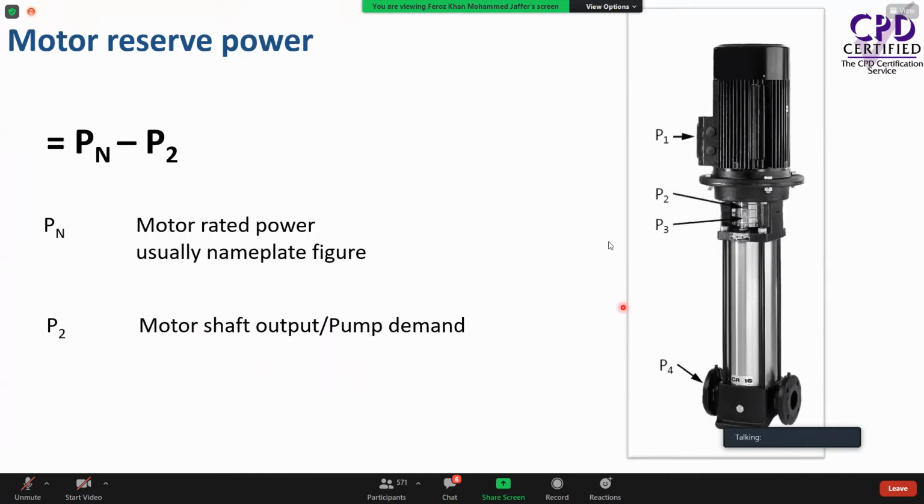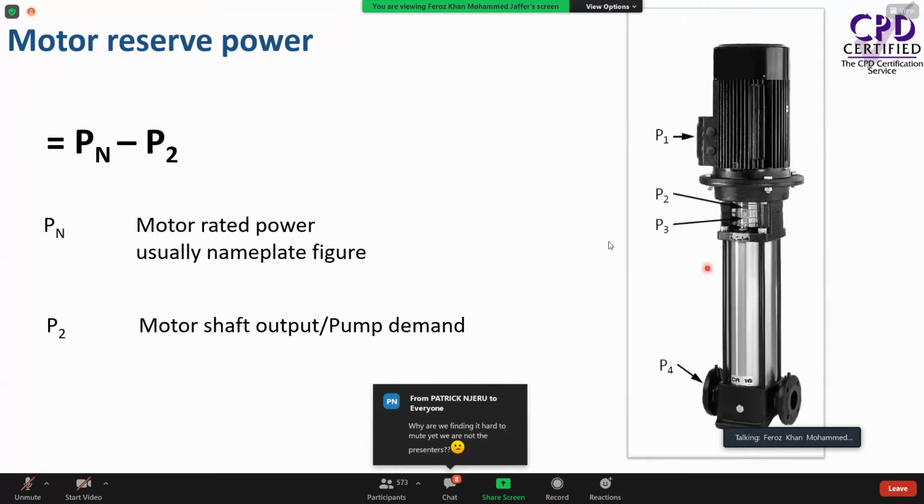Okay. So we have seen 4 different power ratings, and we also come across one more thing that is called motor reserve power. So what is motor reserve power? We have seen P2 is basically the power coming out from the motor, or that is what we give to the pump. But we cannot size the motor for that power. Whatever we consume, we cannot size. We need to size the motor with some reserve power.